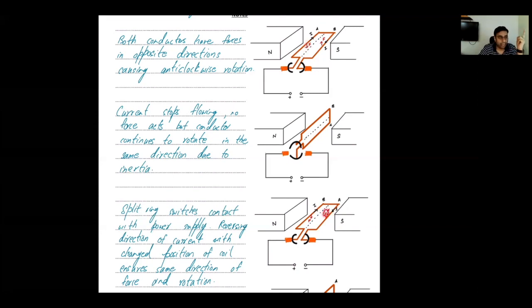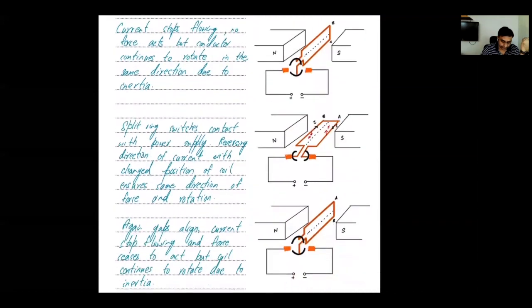The direction of current reverses. The direction of force reverses along with the change of position, and that all serves as an advantage in that it still produces the same direction of rotation. So if you look at conductor A in the first diagram, that is rotating anti-clockwise. If you look at conductor A in the third diagram, that still is rotating anti-clockwise. And hence, a continuous synchronized rotation would be observed.